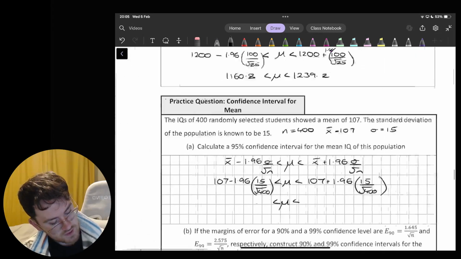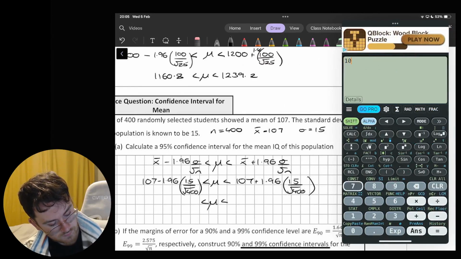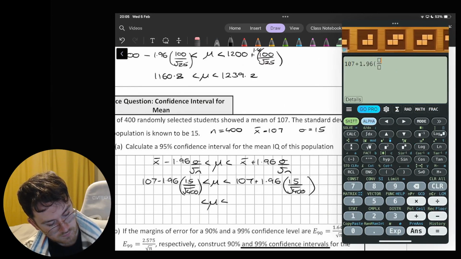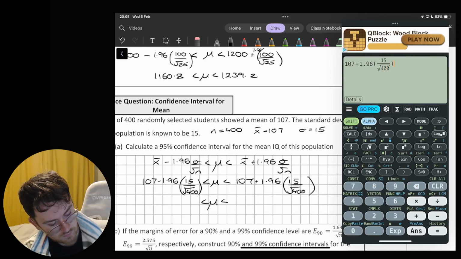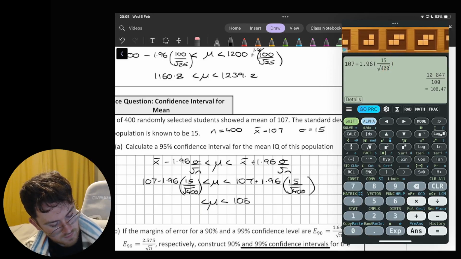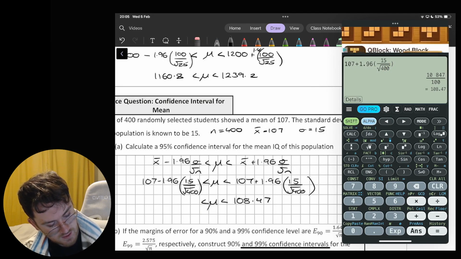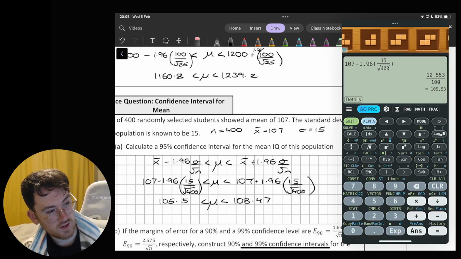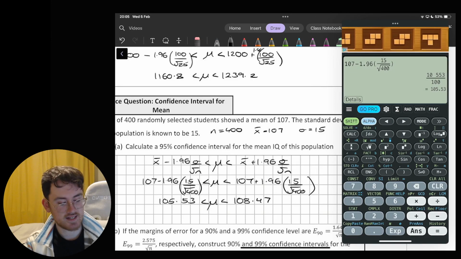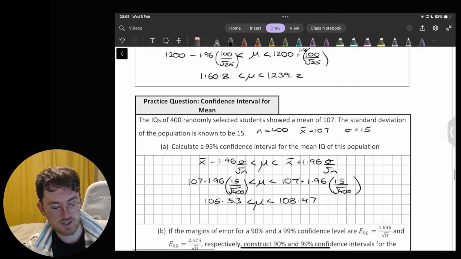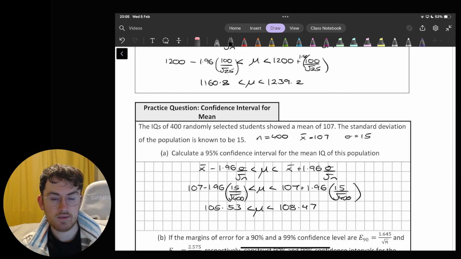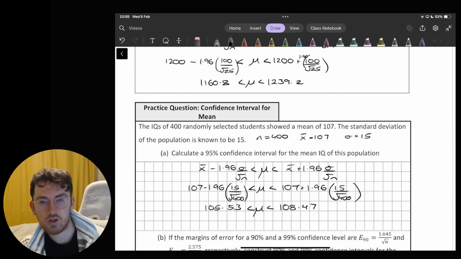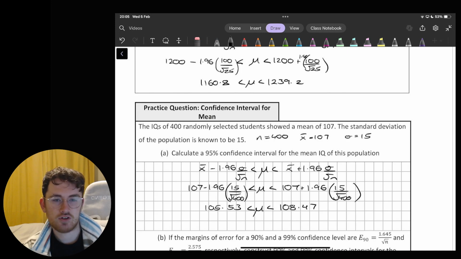So let's fill all of this in now. That's 108.47, and subtracting it gives me 105.53. So I'm basically saying again, 95% confident that the IQs for randomly selected students would fall between 105.53 and 108.47 here.